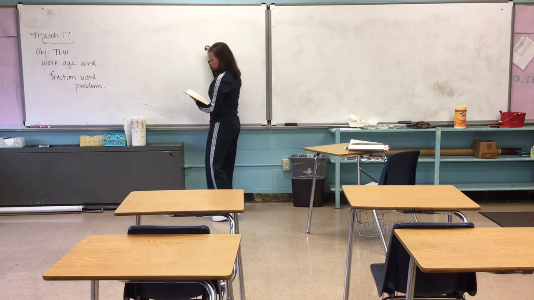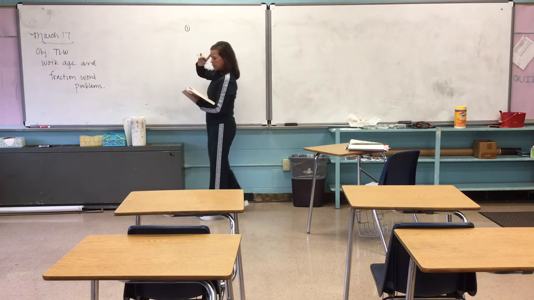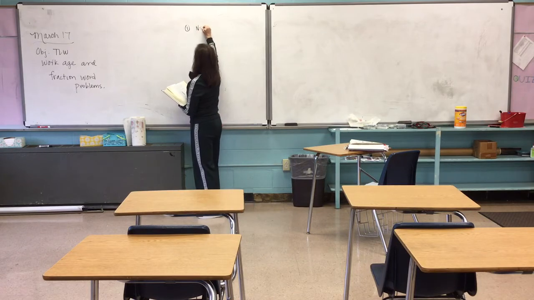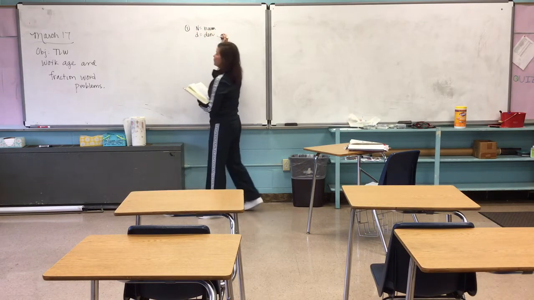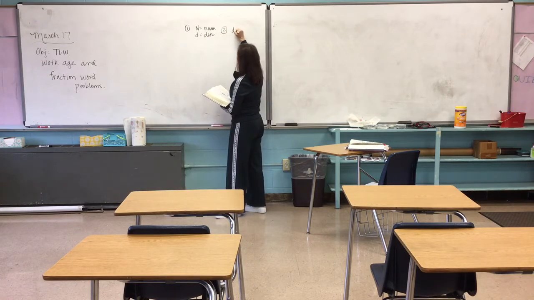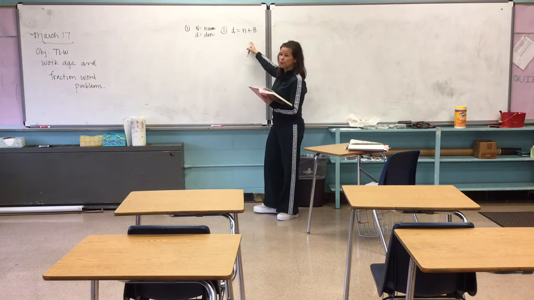All right, here we go. The denominator of a fraction is 8 more than the numerator. So we have n for numerator, d for denominator. The first equation, the denominator is 8 more than the numerator. Is everybody okay with that from the words that we read?